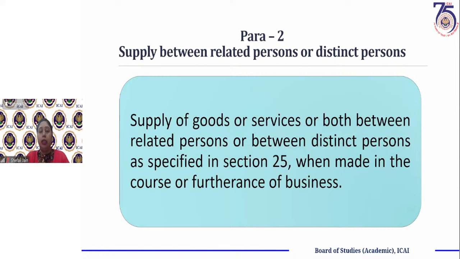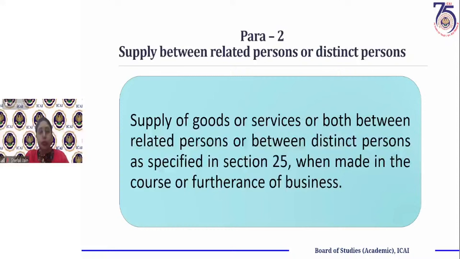Para 2 says supply between related persons or distinct persons. So supply of goods or services or both is considered as a deemed supply even without consideration, if such supply has taken place between a related person or between a distinct person. Now, first of all, in order to understand this para, we need to understand the term related person and distinct person. This para says this supply has to be made in course or furtherance of business.